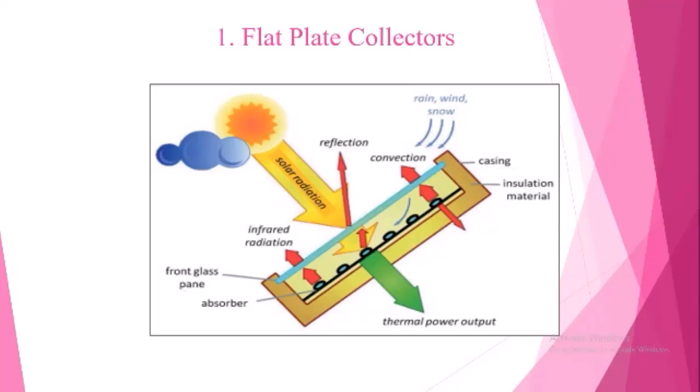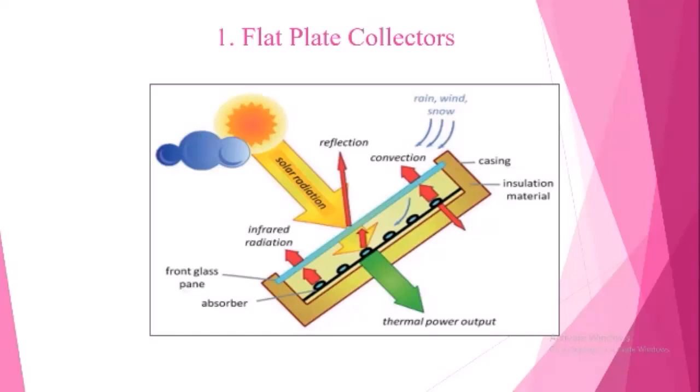So here some sun rays or solar radiation are reflected. This is the reflection, and by using the convection method, the solar radiation received on that absorber plate is converted into thermal power. Now we are seeing the working; first we see the important parts.